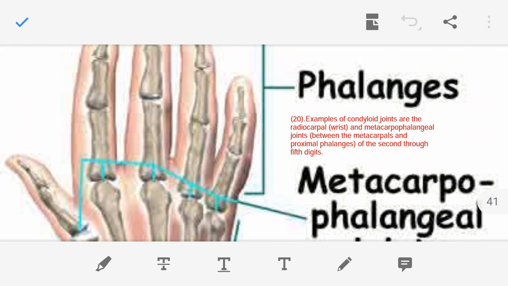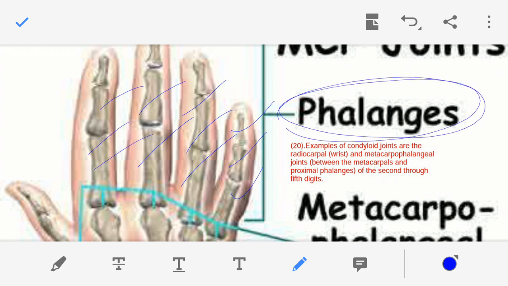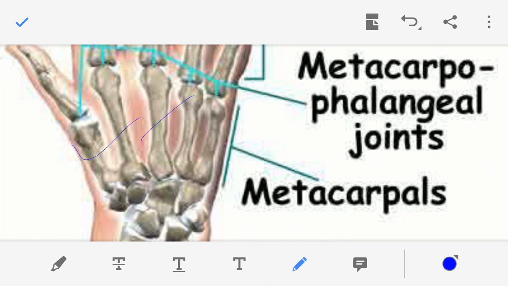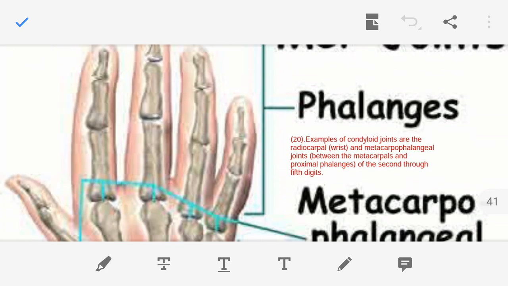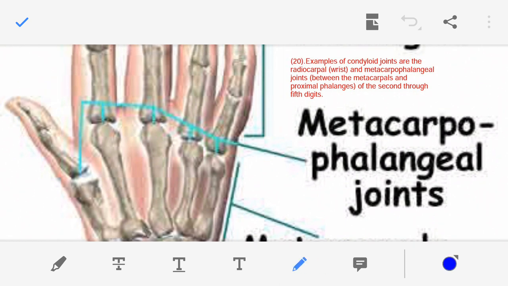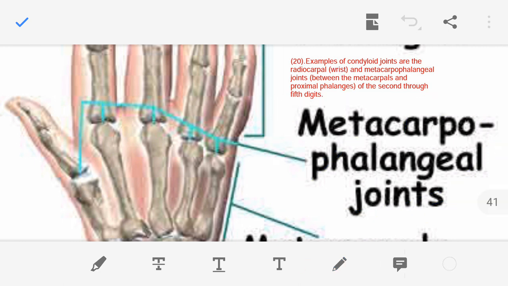Now these are the phalanges of our finger, and these are the metacarpals. Between the metacarpal and the phalange, the joint is known as the metacarpophalangeal joint. So this metacarpophalangeal joint is an example of a condyloid joint.